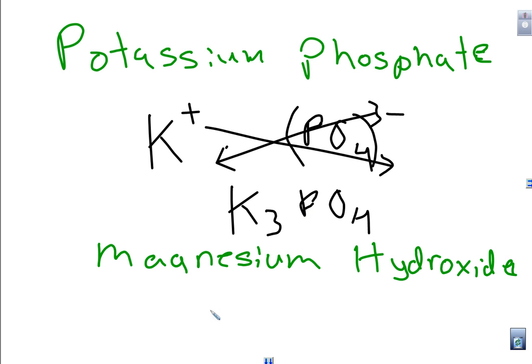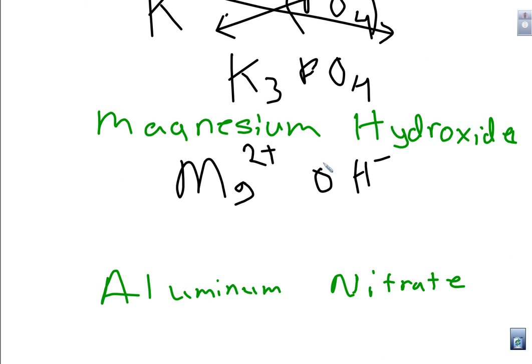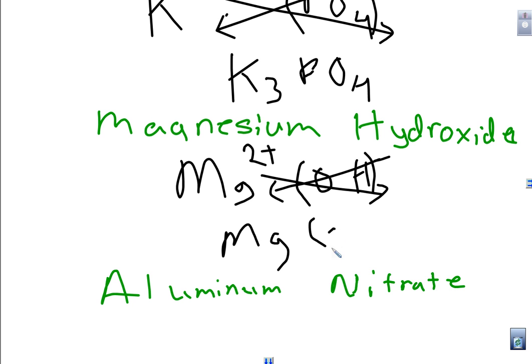Okay. Now the next one we have is magnesium hydroxide, and that's OH-, and Mg2+. Okay. So in this case, we keep our charges. So then it's going to be Mg(OH)2. Sorry, we keep the parentheses, that's what I'm going to say.